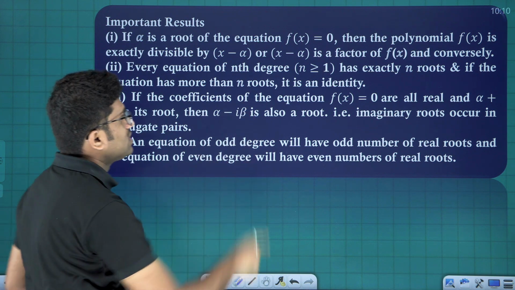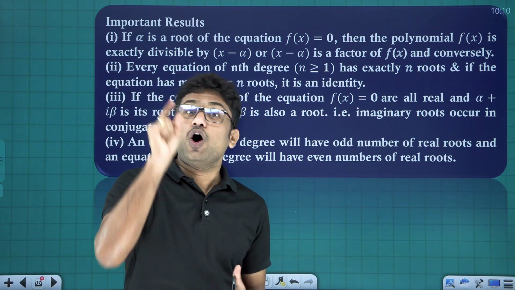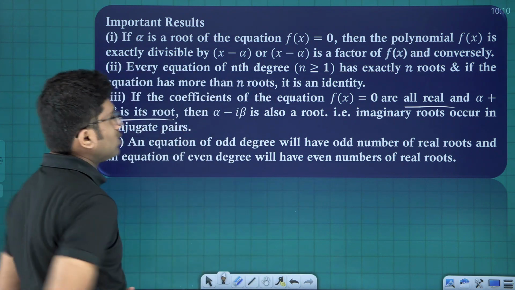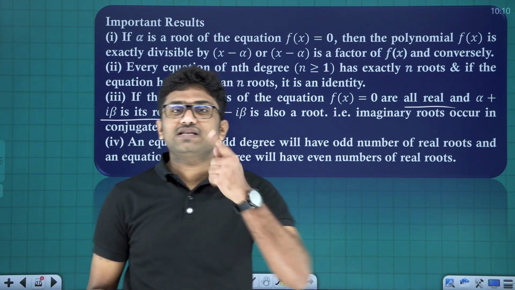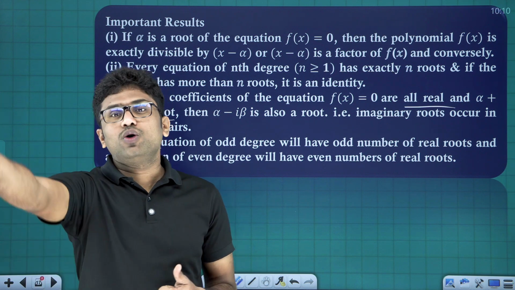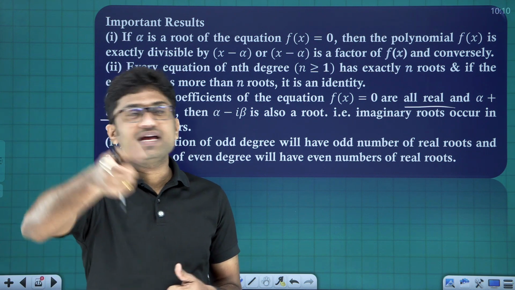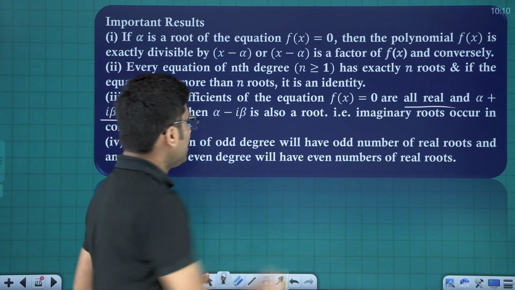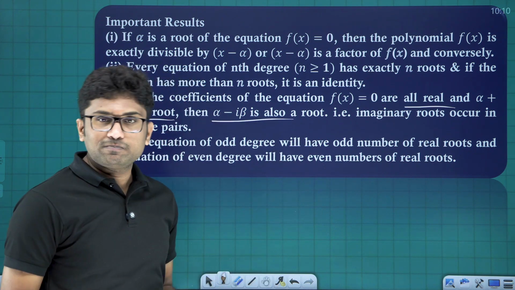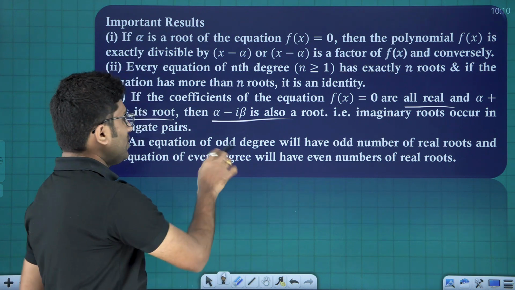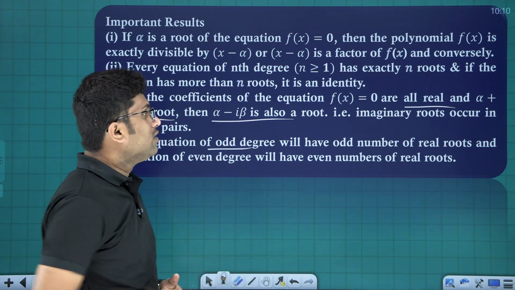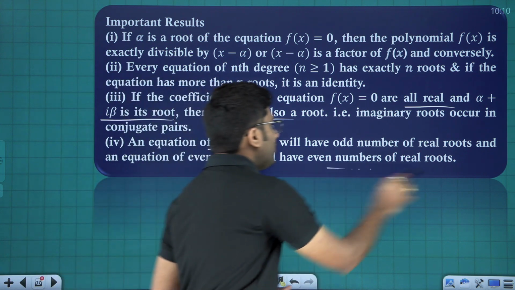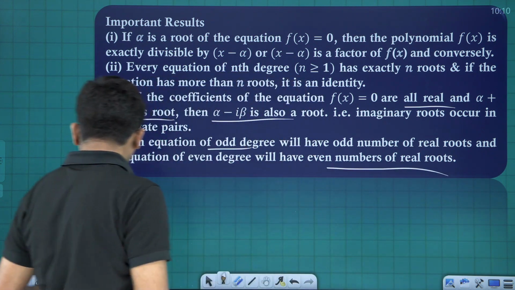If the equation has more than n roots, then such an equation is called an identity. If the coefficients of the equation f of x equals 0 are all real, friends, and alpha plus i beta is one of the roots, then for sure alpha minus i beta will be one more root. The roots will occur in pairs, friends. If alpha plus i beta is one root and all the coefficients are real, then alpha minus i beta will also be another root. An equation of odd degree will have an odd number of real roots, and an equation of even degree will have an even number of real roots.